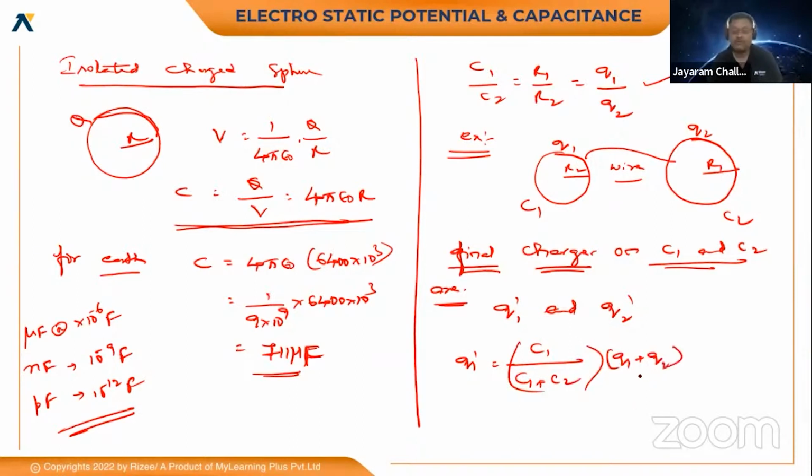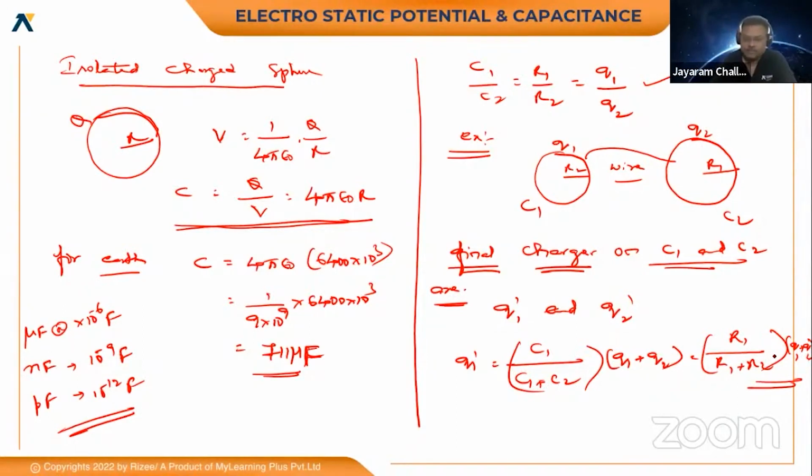Similarly, you can also write the same relationship for Q2 in terms of radius, R1 by R1 plus R2 into Q1 plus Q2, right? This is the situation, so you can apply either one here.